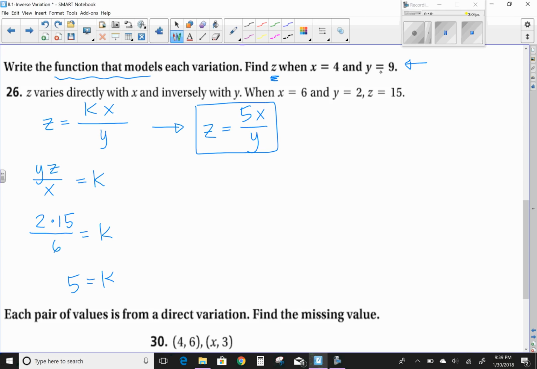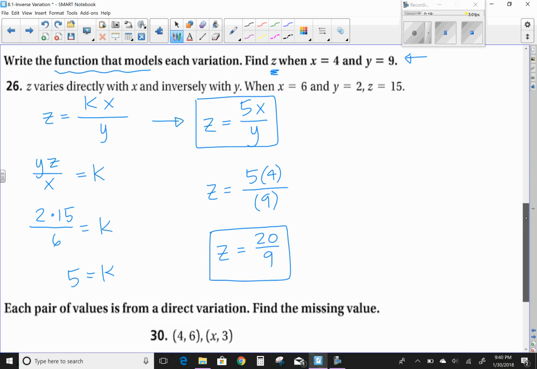The second part that I have to do says find z when x equals 4 and y equals 9. So I'm just going to plug in 5 times x over y. I plugged in my numbers, and I'm okay with you leaving that as a fraction. 20 over 9.